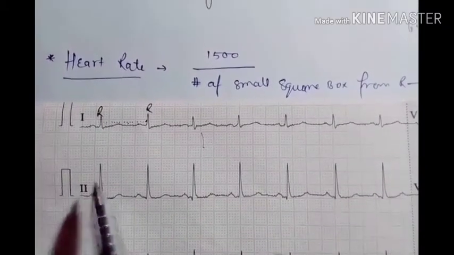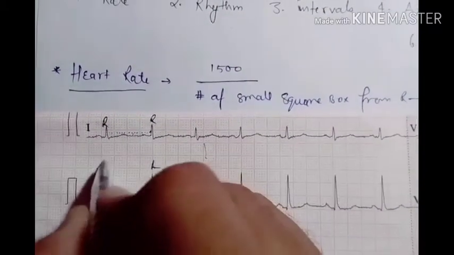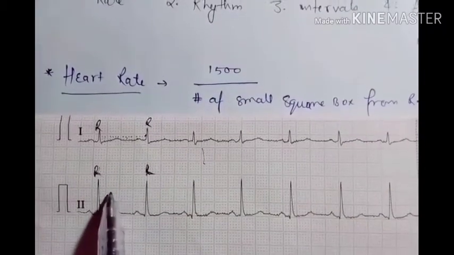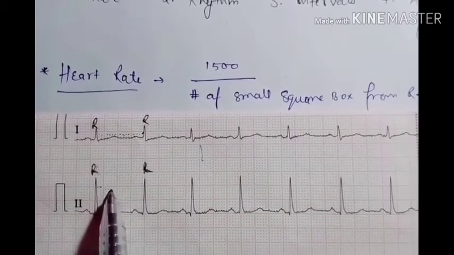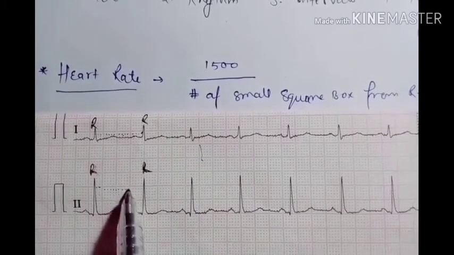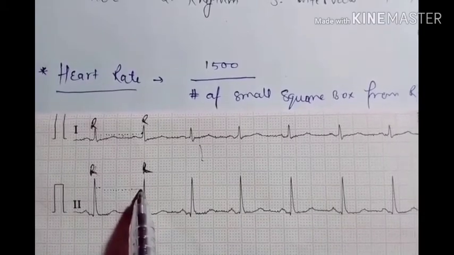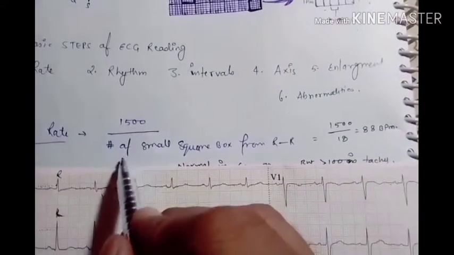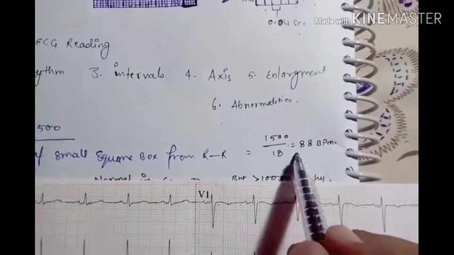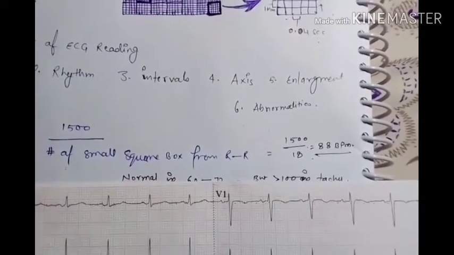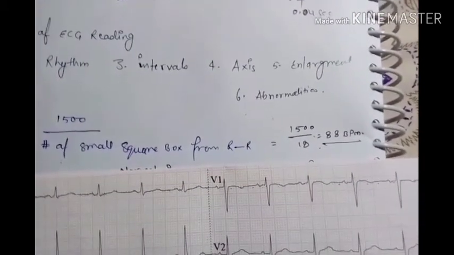We count the boxes from R to R interval. From R to R interval we see the boxes 1, 2, 3, 4, 5, 6, 7, 8, 9, 10, 11, 12, 13, 14, 15, 16, 18. Total 18 boxes. So what is the rule? 1500 divided by the number of small square boxes. So 1500 divided by 18 is 88 beats per minute. So now the heart rate is 88 beats per minute.